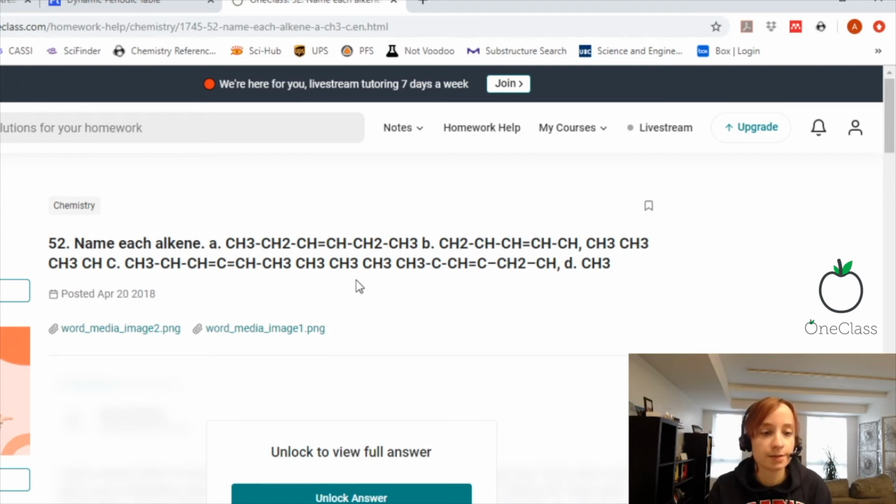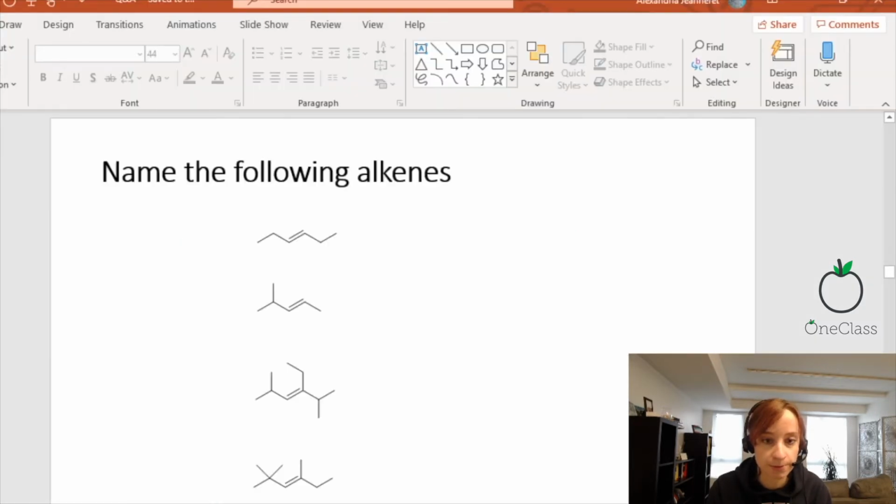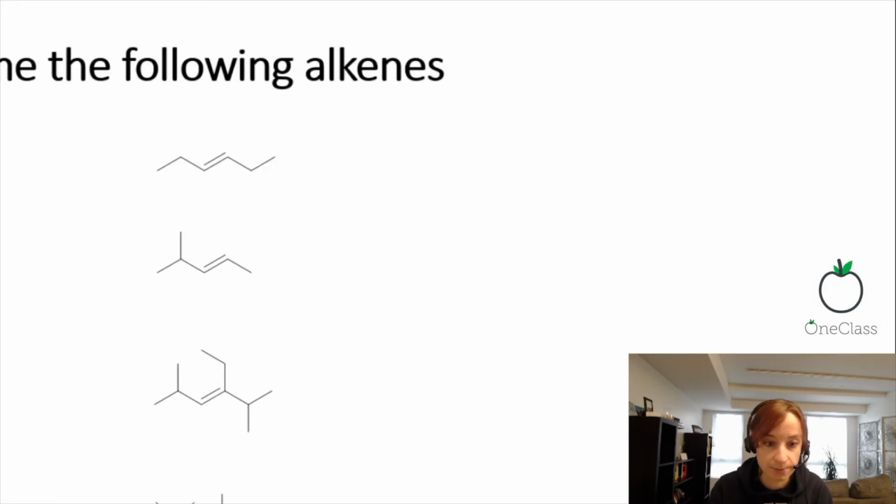So now this question states name each alkene. The problem with some of the online learning platforms is that they don't always fully draw out the molecular structures appropriately. So what I did is I took the linear written structures and drew them out to what they are supposed to look like to make things a little bit easier. Okay.